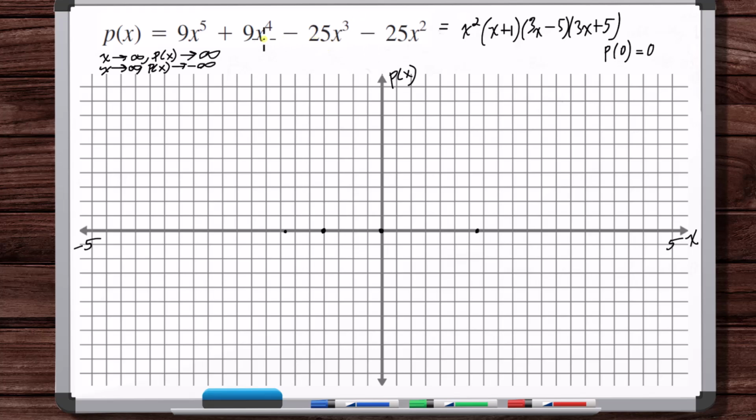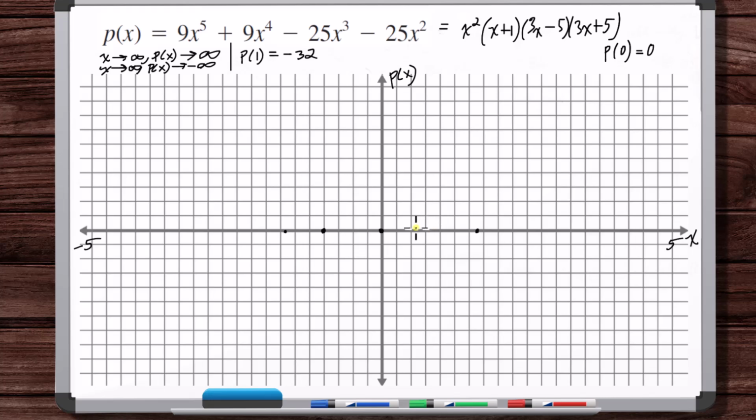Let's see. Again, you can plug in the easiest points that you can. So you might say, let's just plug in P of 1. And that's fine. So you get 9 plus 9 is 18 minus 25 minus 25. So 18 minus 50 is minus 32. And you can stop there, right?